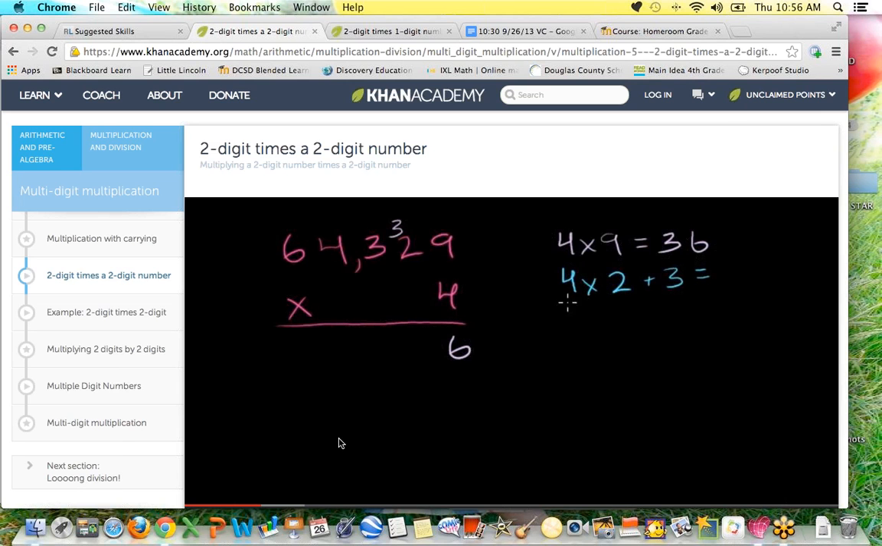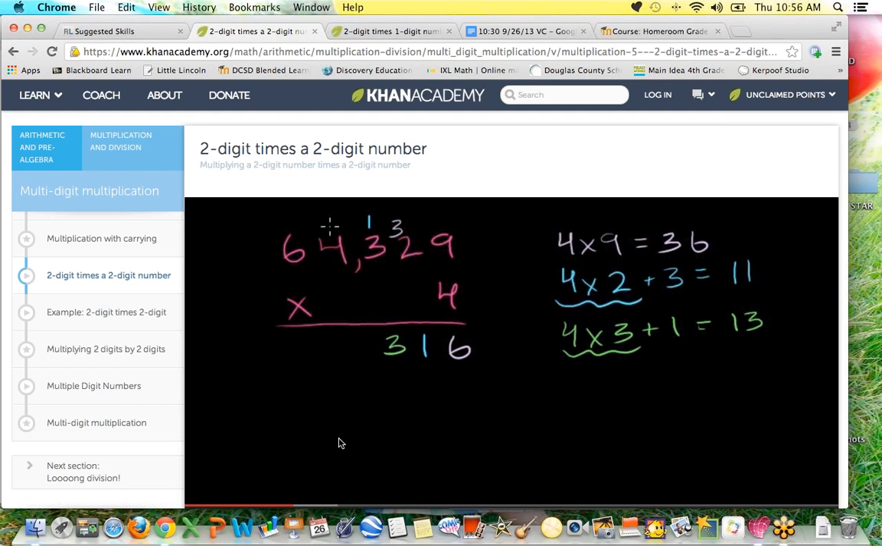Plus 3 is equal to, you do the multiplication first. You can think of it in order of operations, but you just should know that you do the multiplication first. So 4 times 2 is 8, plus 3 is equal to 11. So put the 1 down here and the 1 up there. Then you've got 4 times 3. You got that 1 up there, so you're going to have to add that. 12 plus 1 is equal to 13.